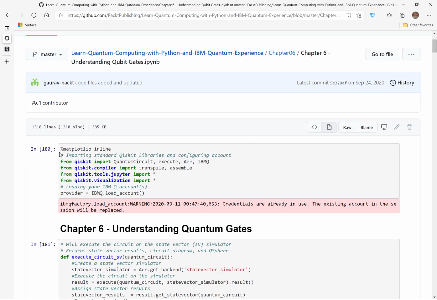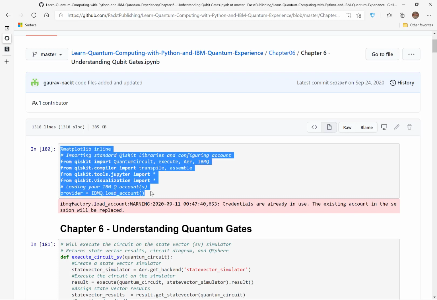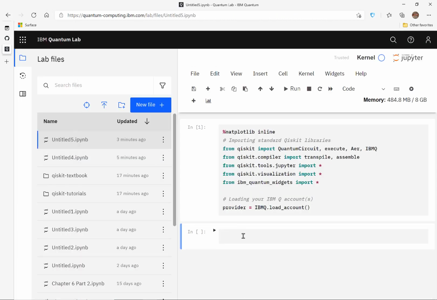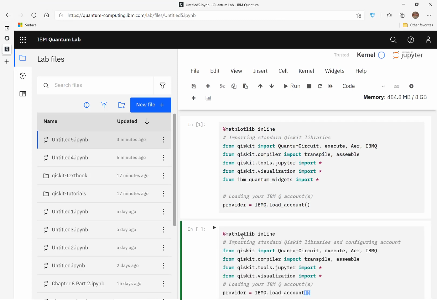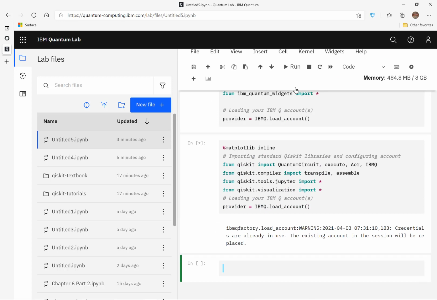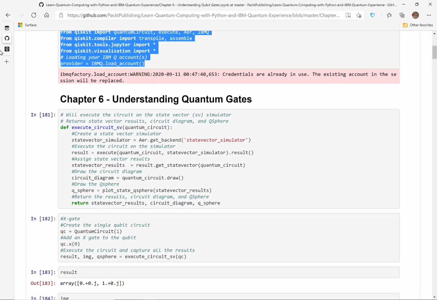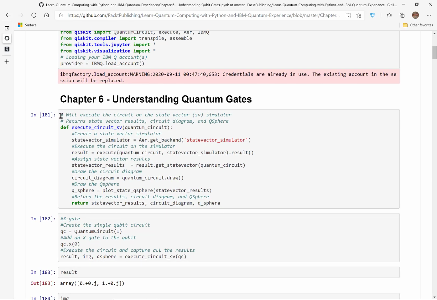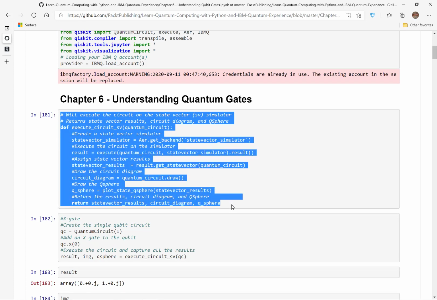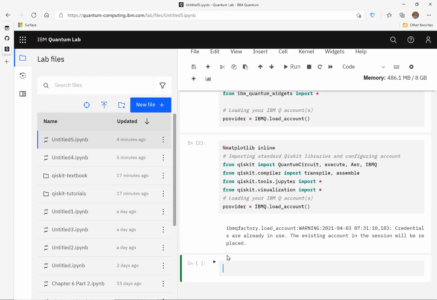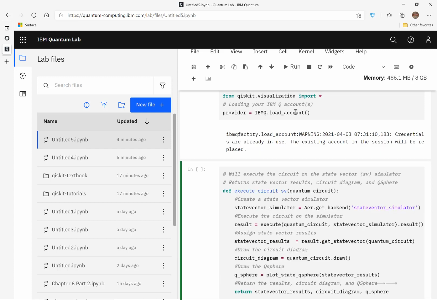And I want to copy this first bit of code. I'll run that and then go back to GitHub and copy this second bit of code. And then back again to the quantum computer, and I will paste that in and run that.